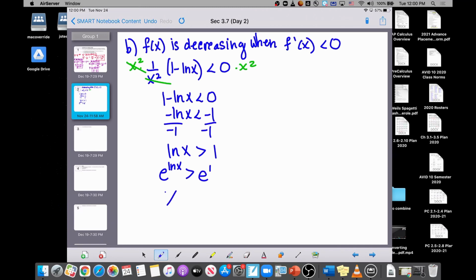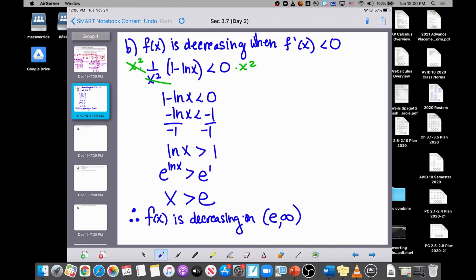And so then on the left side, I get x is greater than e, which tells me that my function f of x is going to be decreasing when my x values are bigger than e. So the answer to part B is going to be f of x is decreasing on the interval e to infinity, right, where x is greater than e.